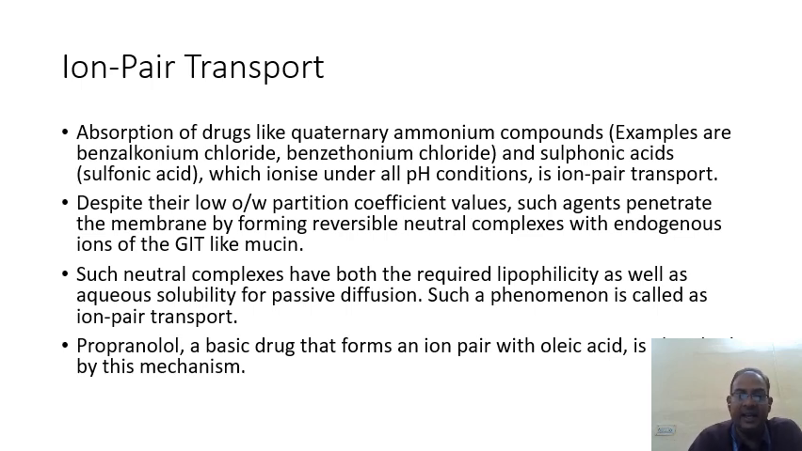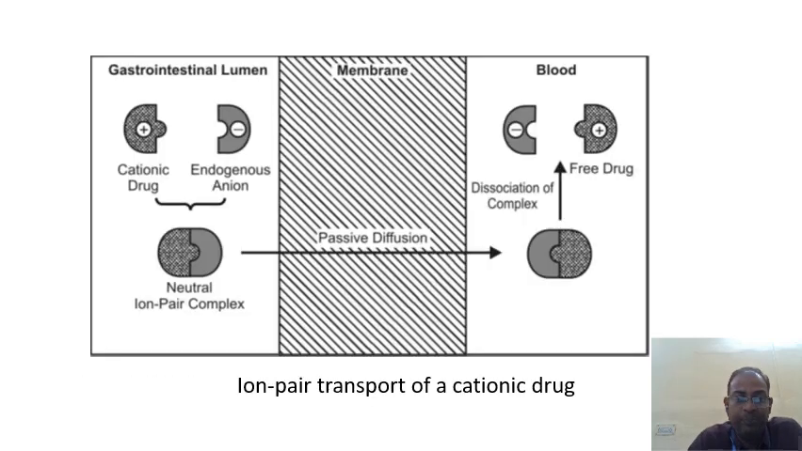Examples are many basic drugs, such as propranolol, and quaternary ammonium salts, such as benzalkonium chloride and benzethonium chloride. These are cationic molecules, and they will be absorbed through this ion pair transport.